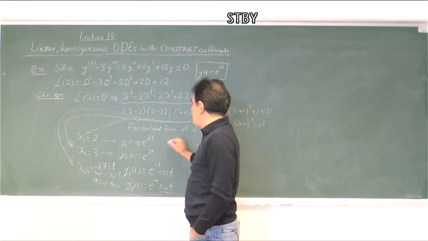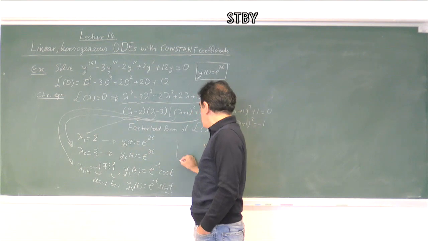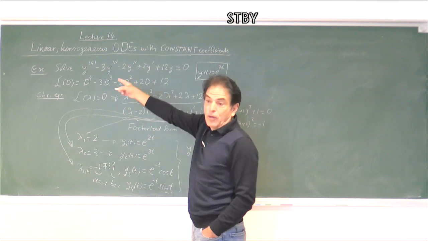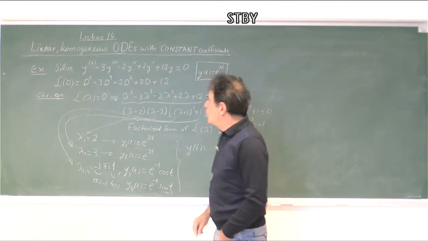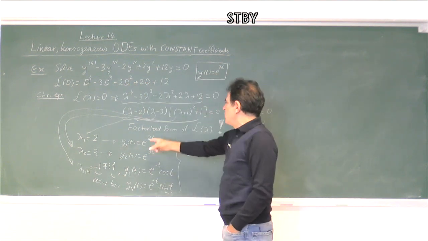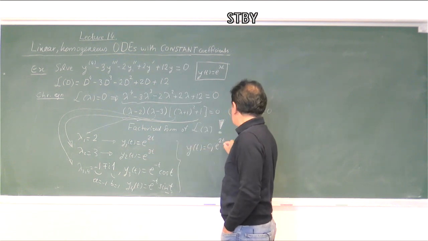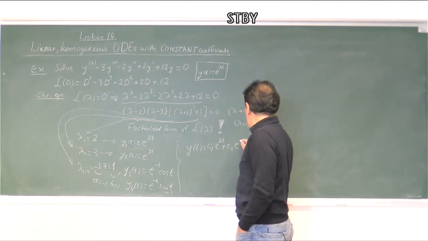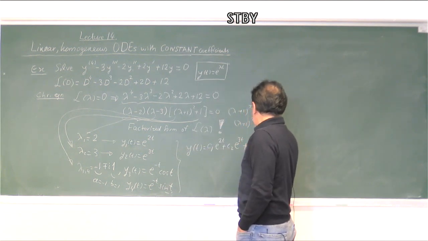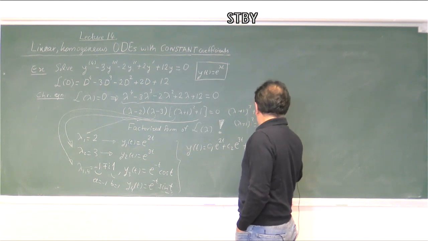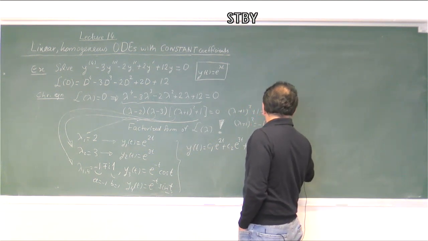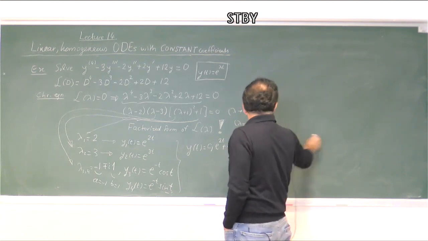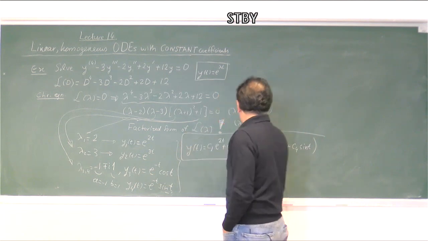They are linearly independent. They form a fundamental set of solutions. So the general solution of our 4th order linear homogeneous ODE with constant coefficients is the combination of these 4 functions, where C1, C2, C3, and C4 are arbitrary constants. e^(-t)(C3 cos t plus C4 sine t) is part of the general solution. Right?